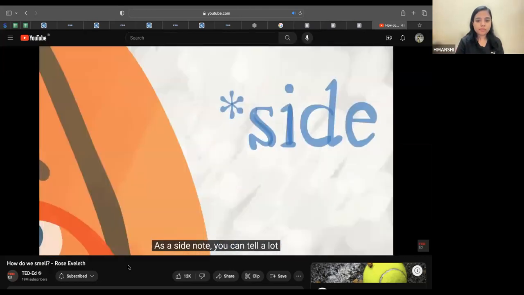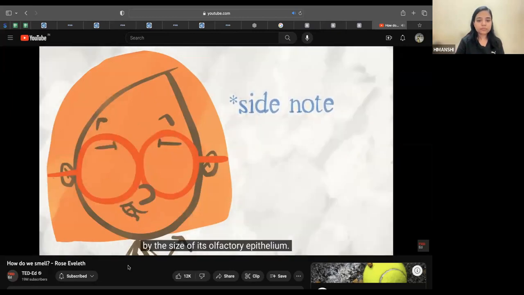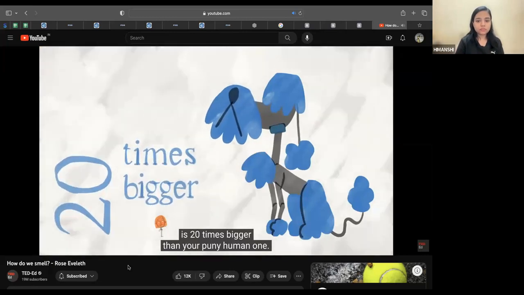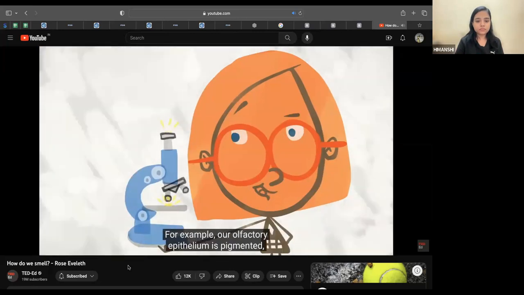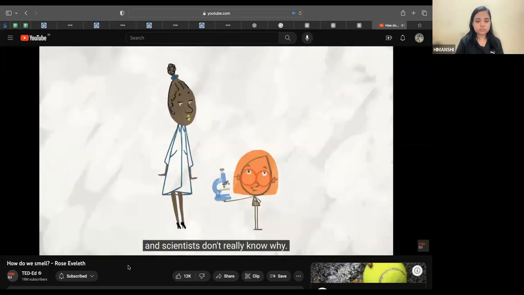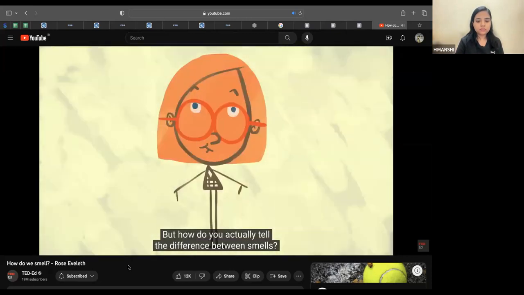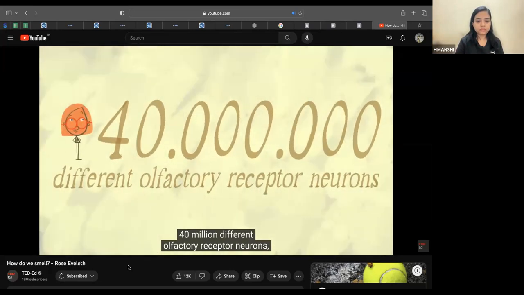As a side note, you can tell a lot about how good an animal's sense of smell is by the size of its olfactory epithelium. A dog's olfactory epithelium is 20 times bigger than your puny human one. But there's still a lot we don't know about this little patch of cells, too. For example, our olfactory epithelium is pigmented, and scientists don't really know why. But how do you actually tell the difference between smells? It turns out that your brain has 40 million different olfactory receptor neurons.